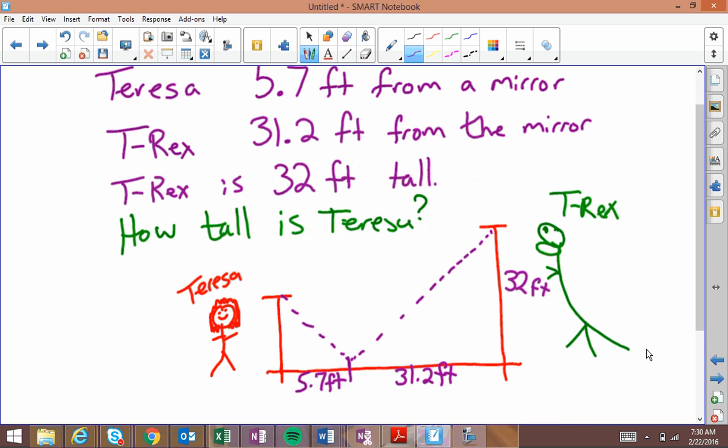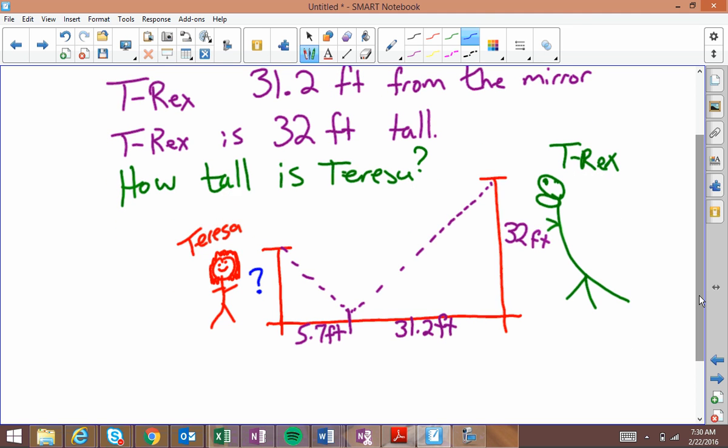Okay, here is our picture. We have the height of the T-Rex, we have our 2 distances, and we do not know the height of Teresa. So, look at your 2 triangles. Remember, we're going from our big triangle to our small triangle, so take that into consideration. And find the height of Teresa.